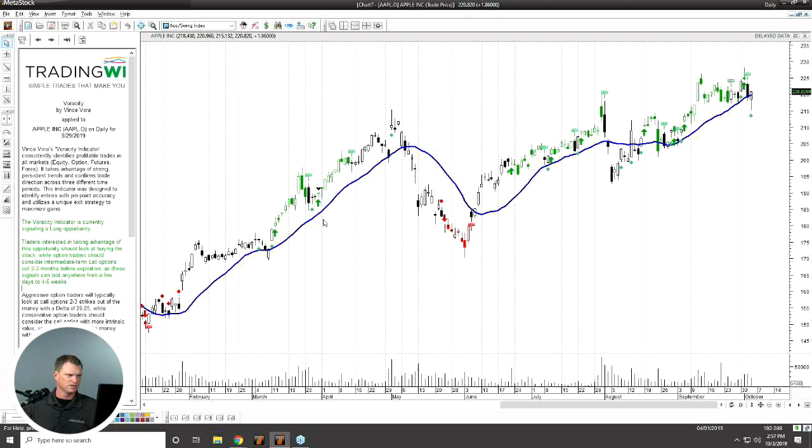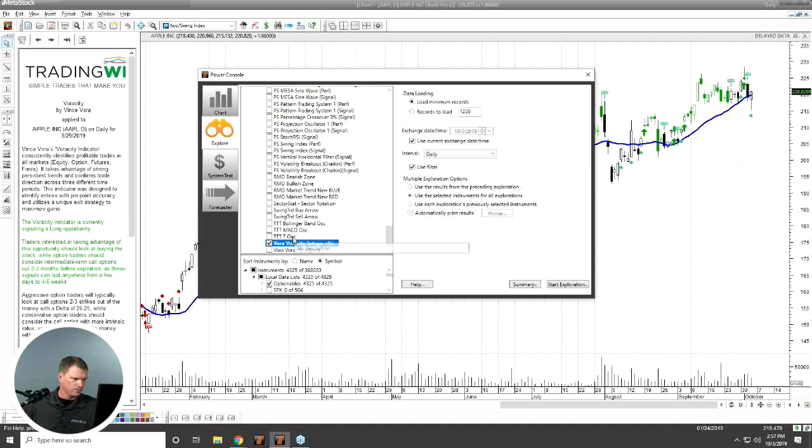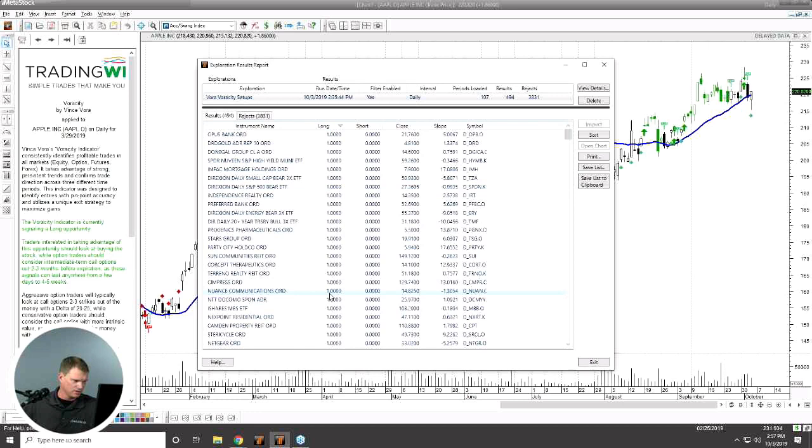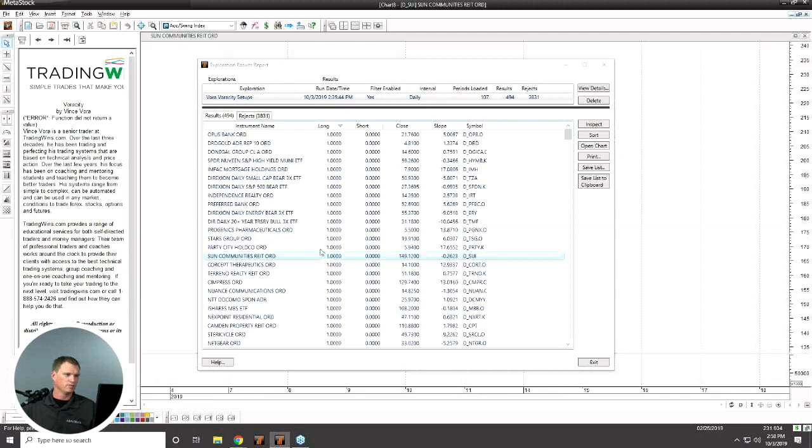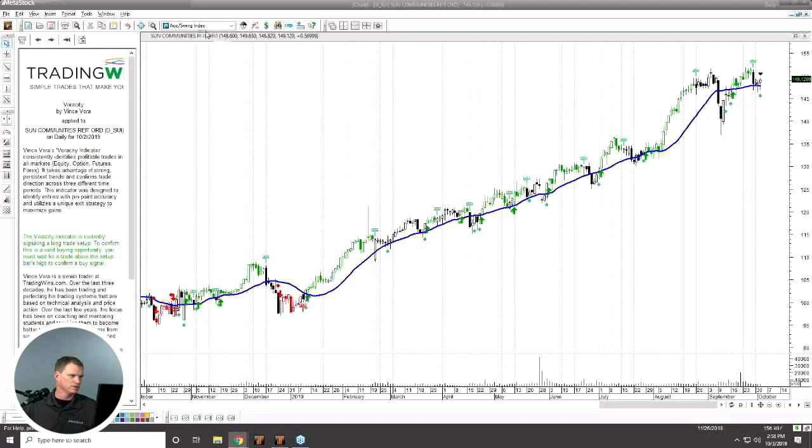Let's go back and do our report here. Let's go back on the long side. I'll just pick one out here. And he talks a lot about this during his training classes. He's like, I don't really care what symbol it is, as long as the conditions are true and it helps me make money in the market, it doesn't matter what it is. Here's a good example. I don't even know what these guys do.